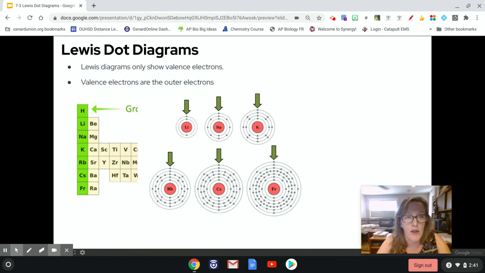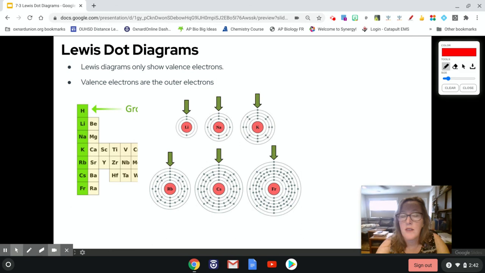Lewis dot diagrams. So the first thing you need to know is that Lewis diagrams only show the valence electrons, and those valence electrons are the outer electrons, the ones in the outer energy levels, farthest away from the nucleus. And so we're going to practice with a few examples.